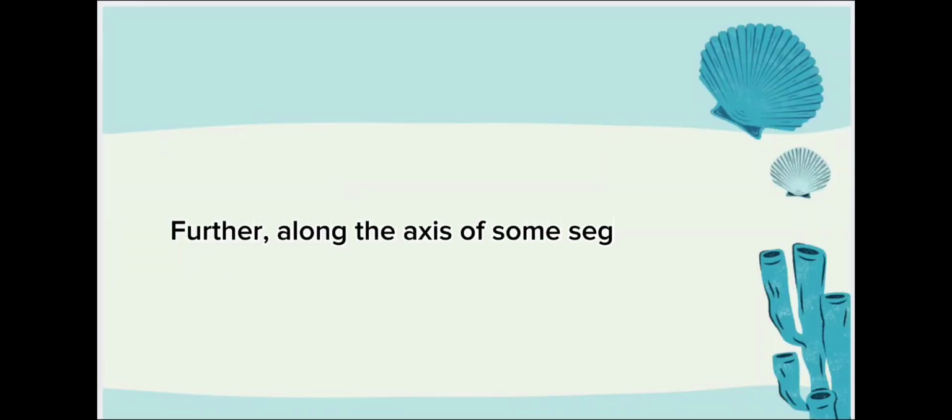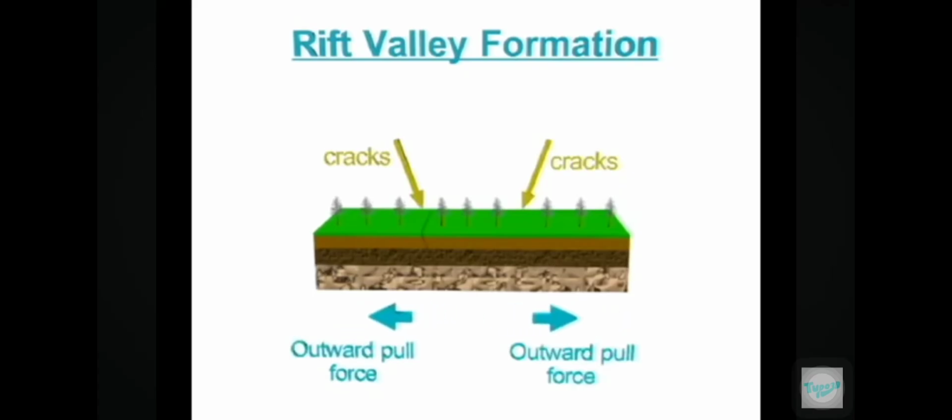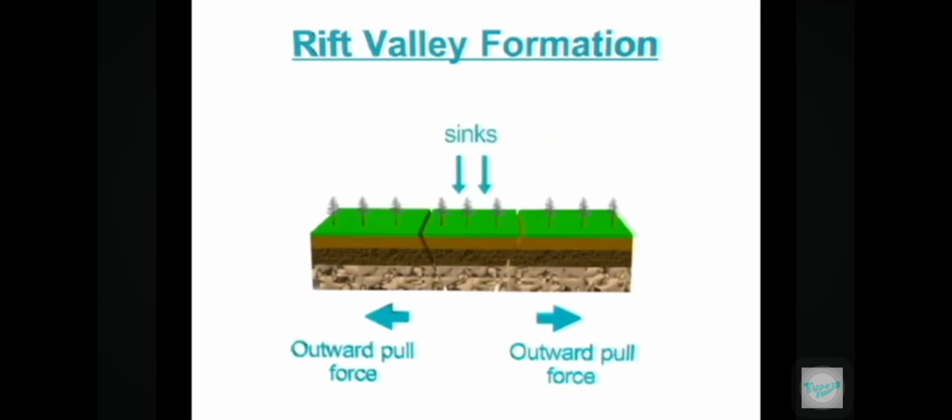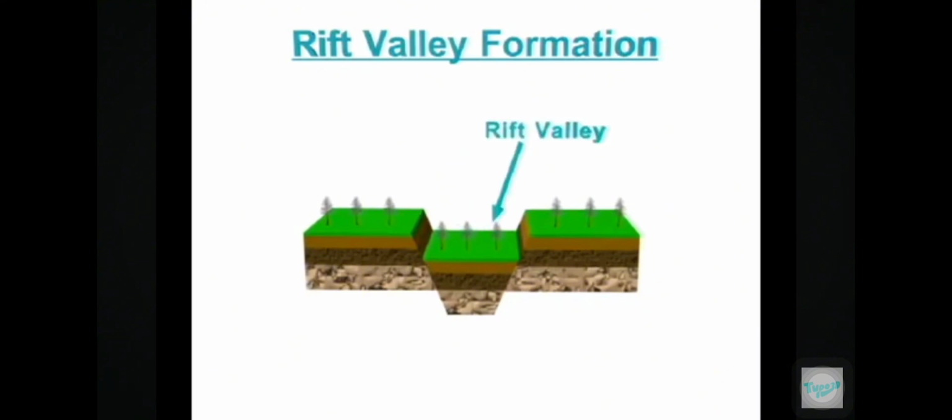And further along the axis of some segments are deep, down-faulted structures called rift valleys. So here is the formation of a rift valley. Rift valleys form where Earth's tectonic plates move apart, or rift. Rift valleys are found on land and at the bottom of the ocean. They are formed due to the sinking of land between two normal faults or steep slopes.